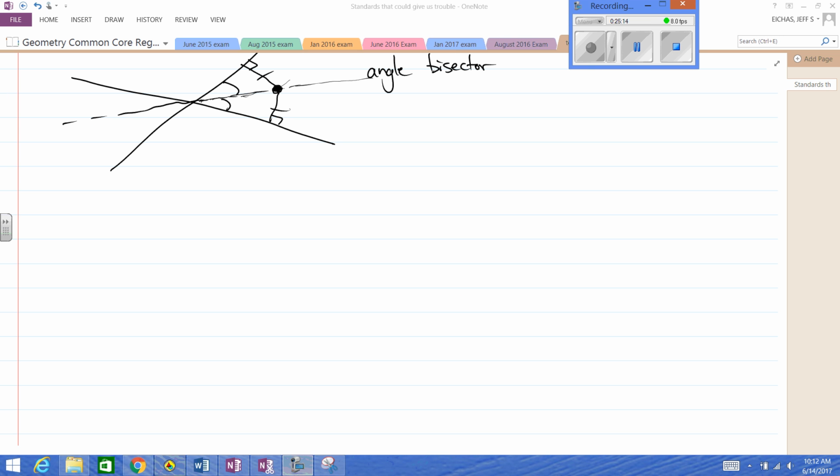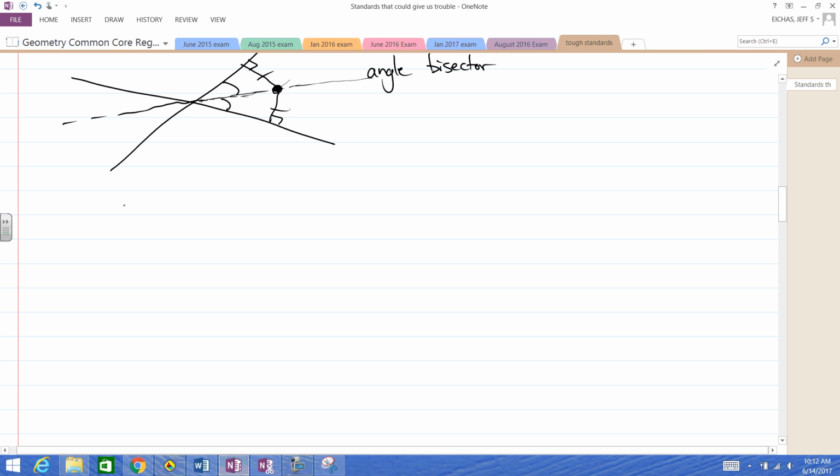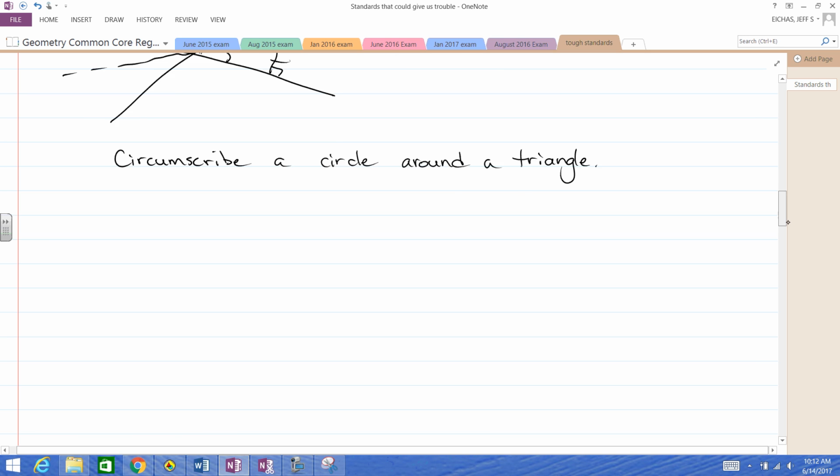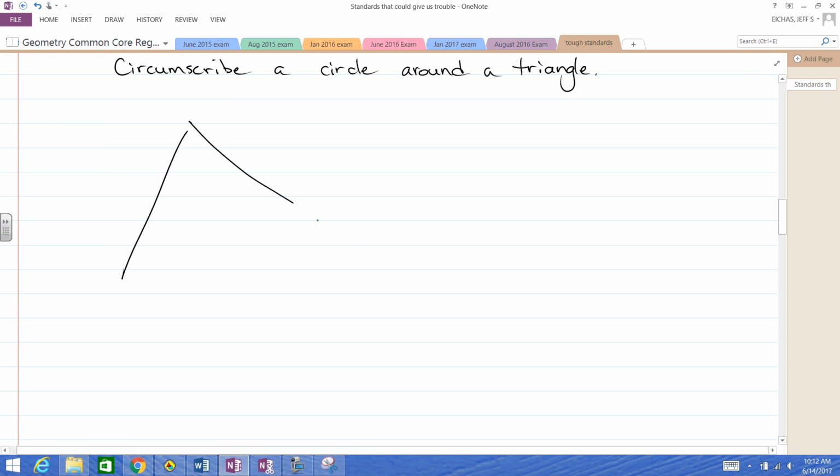Okay, all right, back again. We're going to now try to circumscribe a circle around a triangle. So basically what we're trying to do here is any random triangle. This is going to be tough.